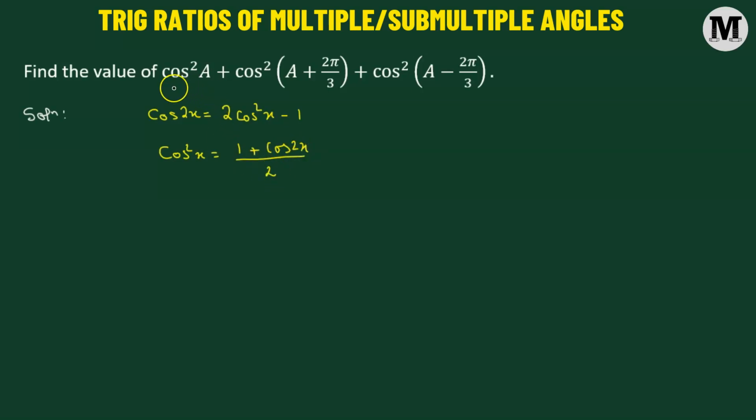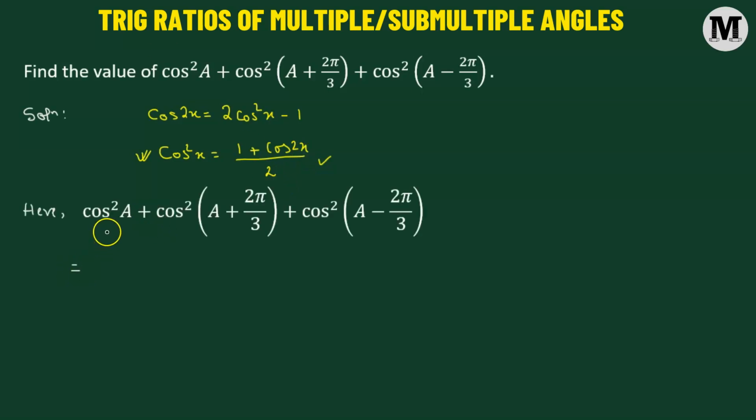Now as we can see here, each of the terms has a cosine squared function. So we'll use this particular formula and convert it to the form (1 plus cosine 2x) over 2. So let's do that. Let's take the first term, cosine squared a. This is the same as cosine squared x. All we have to do is replace the value of x with a. We get (1 plus cosine of the angle 2a) over 2.